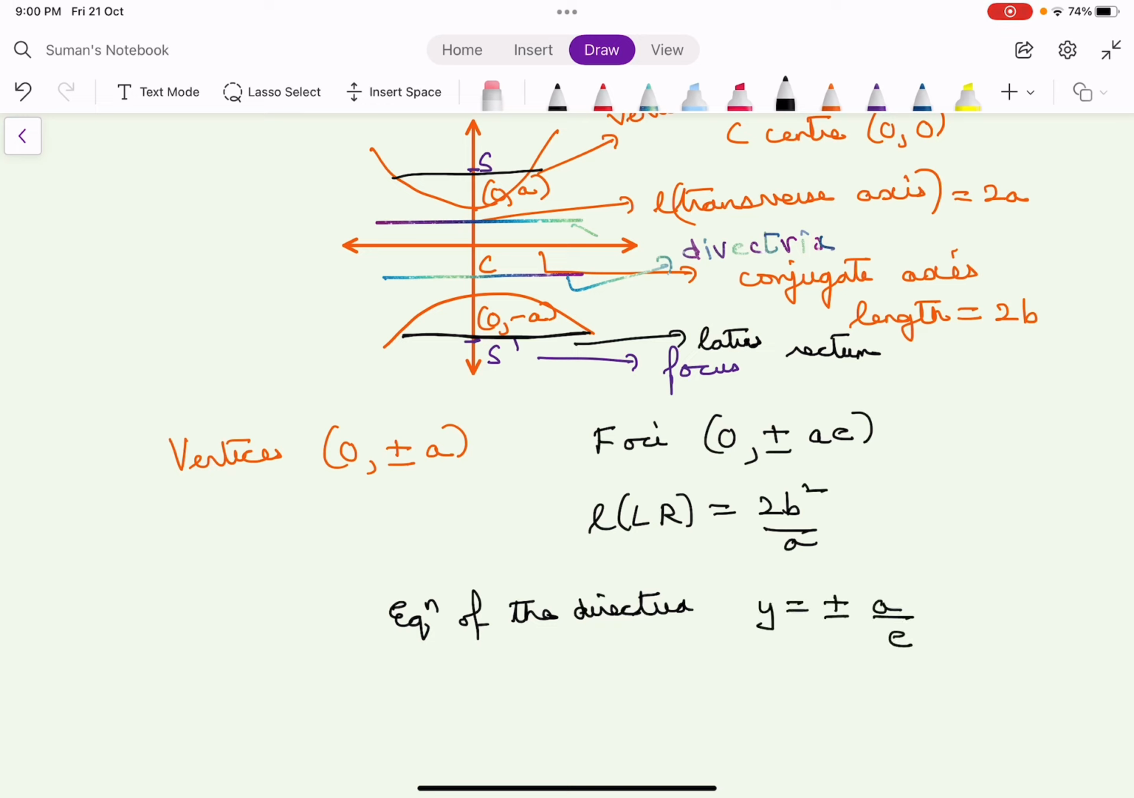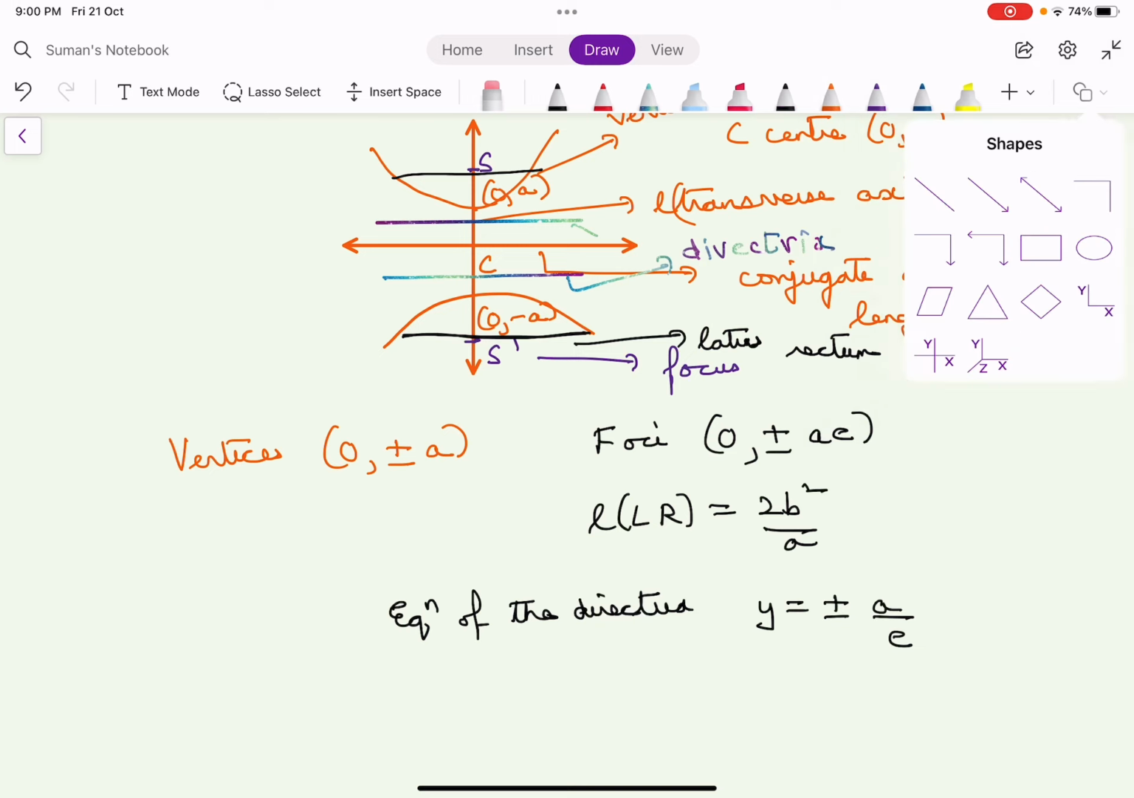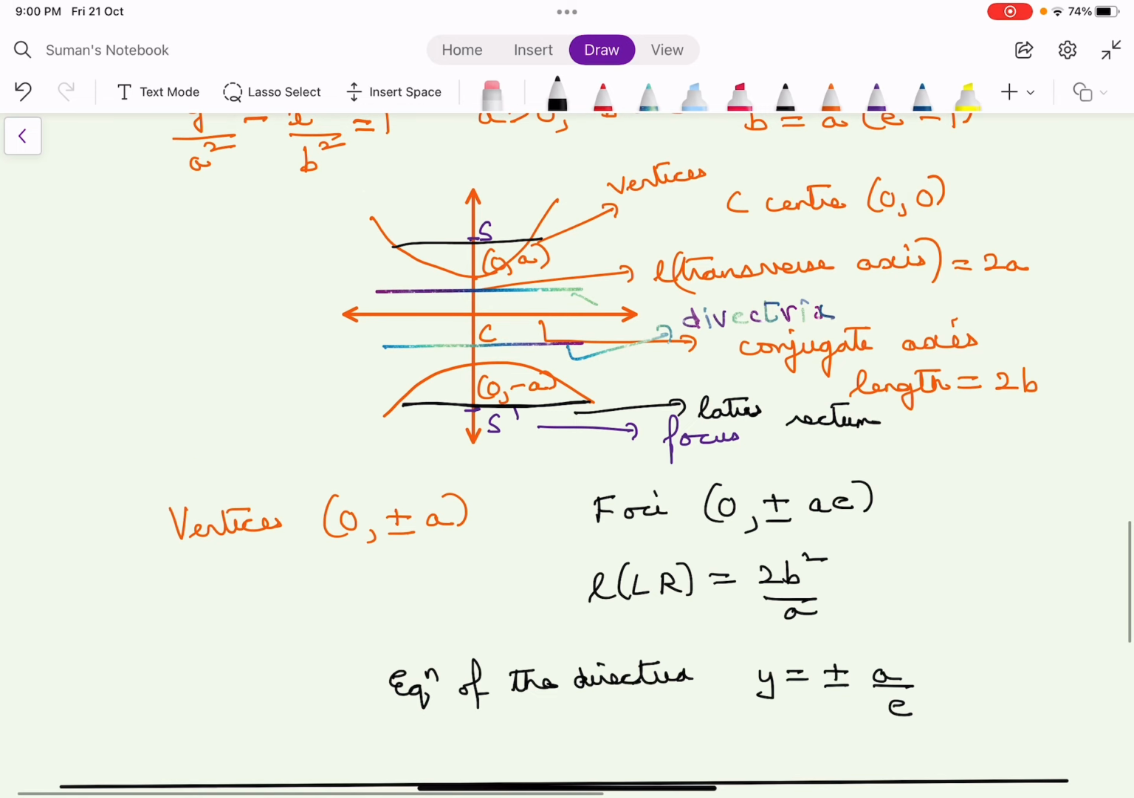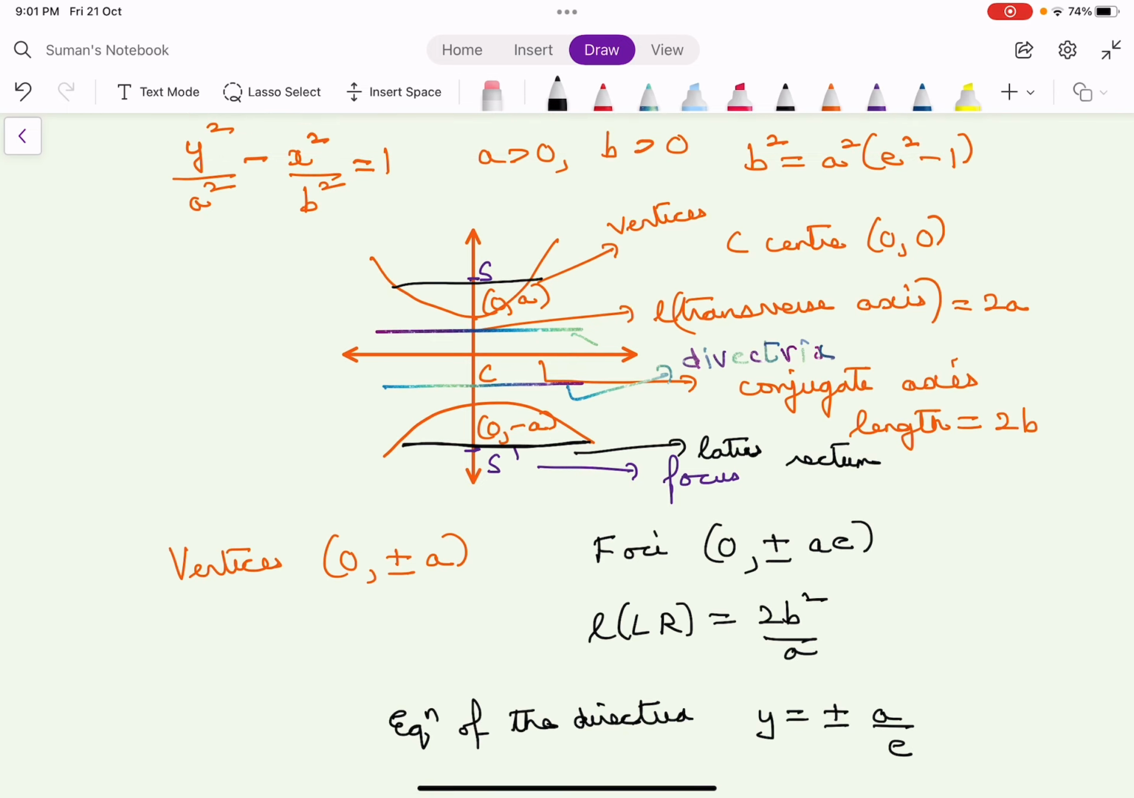So these are the basic concepts which you need to remember in a hyperbola, namely the center, the conjugate axis, transverse axis, their length, the foci, the latera recta, the length, the vertices, and the equation of the directrix. So we have gone through the two basic forms of the hyperbola and their important main components. Thank you. So that concludes session 2 on hyperbola.